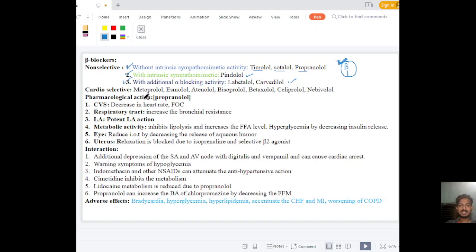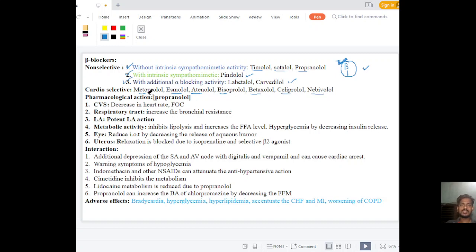So let us discuss cardioselective. Cardioselective means these basically block the beta 1 receptor, because the beta 1 receptor is selectively present in our heart. The drugs are metoprolol, esmolol, atenolol, bisoprolol, betaxolol, celiprolol and nebivolol.